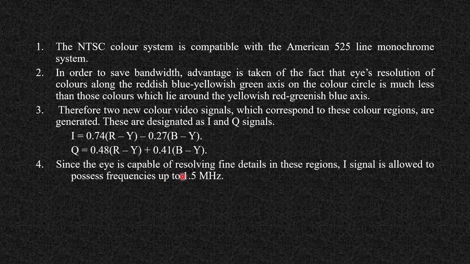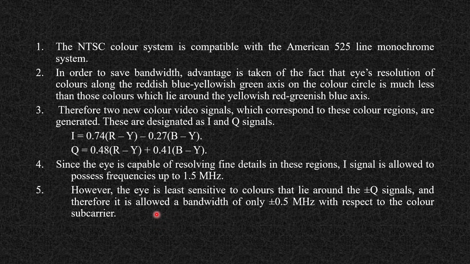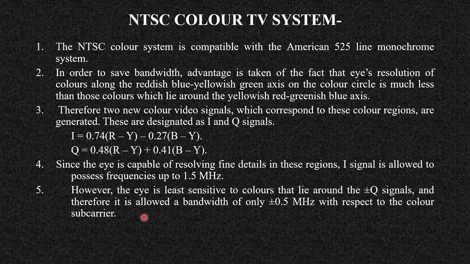Since the eye is capable of resolving details in these regions, the I signal is allowed to possess frequencies up to 1.5 megahertz. However, the eye is least sensitive to the colors which lie around the plus minus Q axis, and therefore it is allowed a bandwidth of only plus minus 0.5 megahertz with respect to the color subcarrier. So these are the details of the NTSC system.